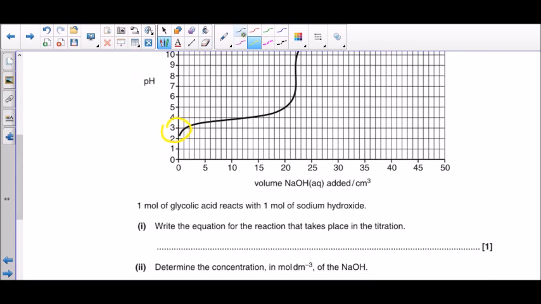Underneath that then we're told to write an equation for what's going on, so we copy down the formula for glycolic acid from the top of the question, and we react it with sodium hydroxide. We're told that it's a 1-to-1 ratio, so we don't need to do any balancing with that. And we should know that we get a salt, so it's the acidic proton of the carboxylic acid group that's going to be removed. And we're going to make that into a salt, and we're going to get some water.